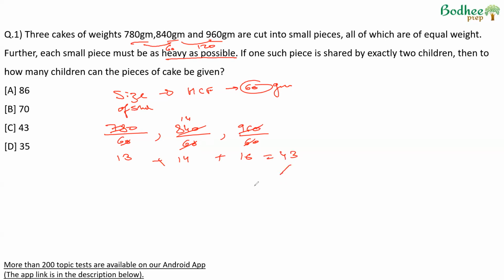Each piece goes to 2 children, and therefore the total number of children who can get these cakes: 43 pieces, each piece to 2 children. So 86 children can be given the cake pieces. Option A becomes the answer.